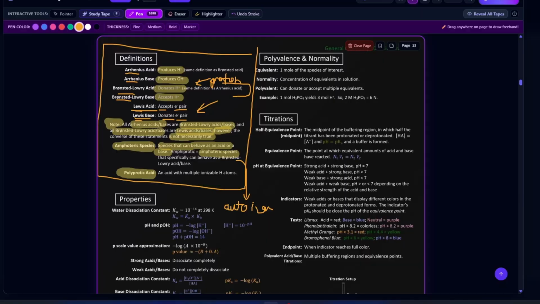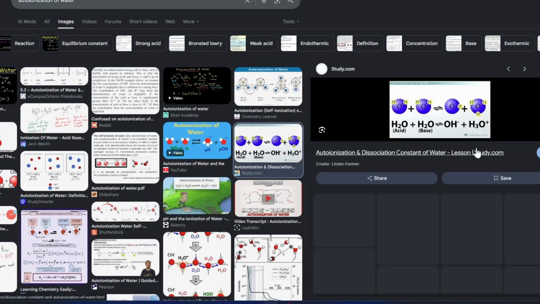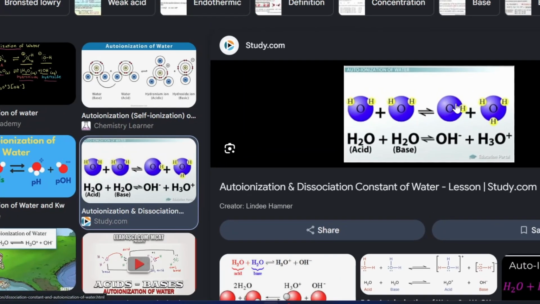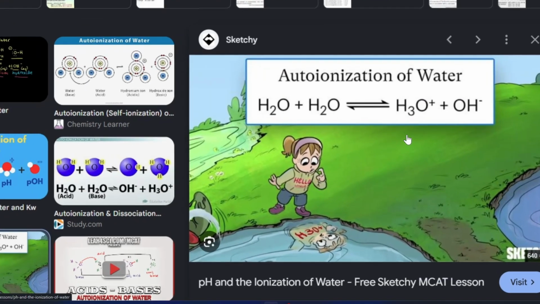Autoionization. I should actually just show you a picture. Autoionization of water. Alright, so where's the picture? This is not a good picture. Why is there no good pictures? Okay, here's one autoionization of water diagram that I found. It wasn't the best one. Oh, this one is good. This one is made by Sketchy, which is awesome. They have apparently a free lesson, so you can go to that too.